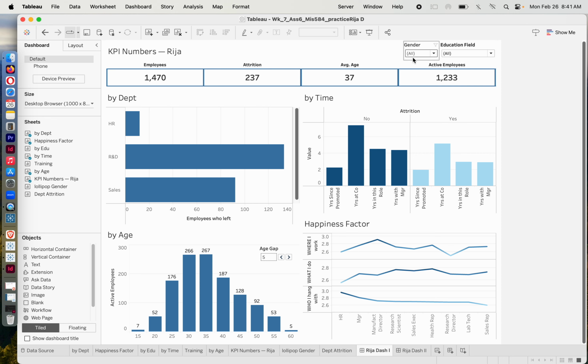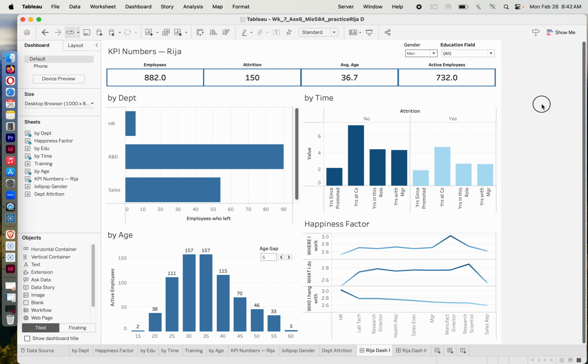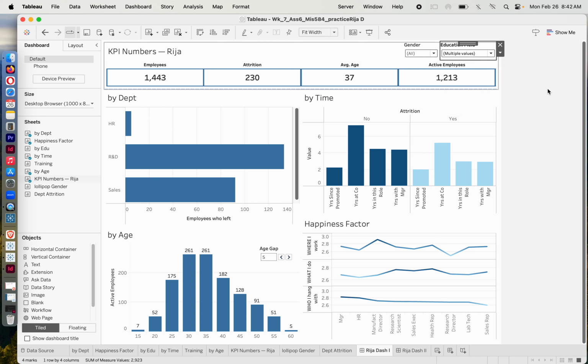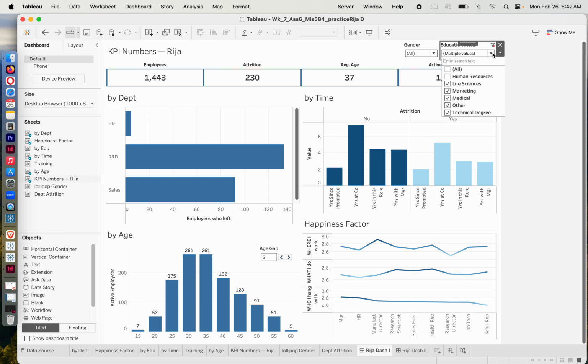I also did a filter for the whole page for gender and education. So you can look at like men only, and one of the reasons I did that was so that we can drill down and find out which gender has the greatest attrition rate. I also did a filter by field so you could select different education fields.